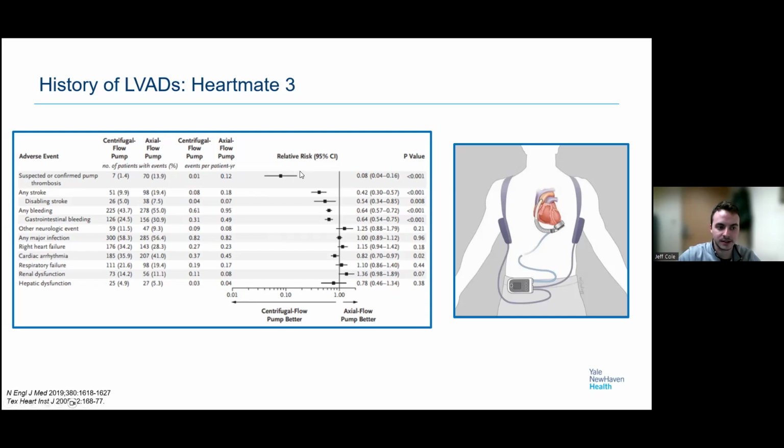So we've got suspected or confirmed pump thrombosis, any stroke, as well as disabling stroke, and also less bleeding, which is notable, which I'll talk about a little bit with common complications that we'll see with LVADs.